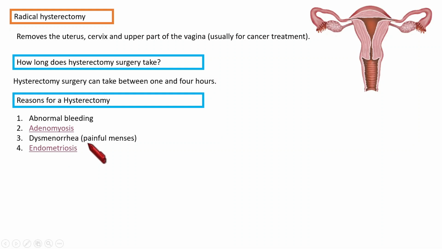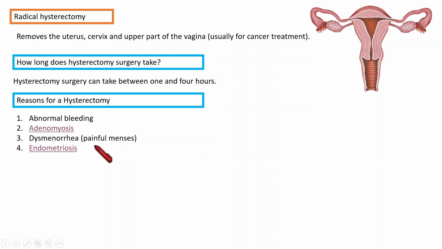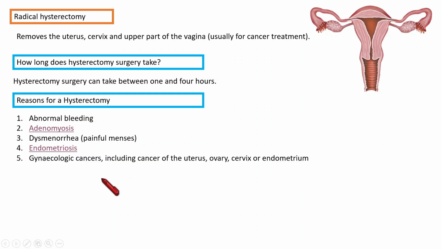Endometriosis is also somewhat a similar situation to that of adenomyosis. In endometriosis also, endometrial tissues start to appear outside the uterus, not associated with the muscular wall. Instead, they start to appear on other structures outside the uterus like the ovary and fallopian tube. So that is shown here, on the outer surface of the ovary, fallopian tube, and on the ligaments, that endometrial tissues start to appear. In that situation also, hysterectomy is suggested.